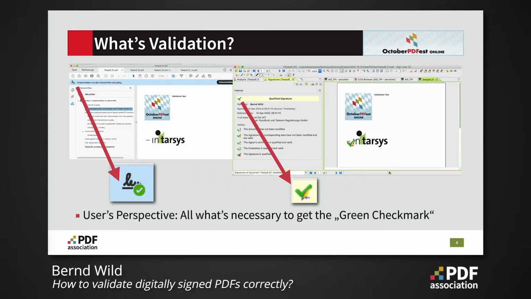What everyone wants to achieve when opening or validating a digitally signed PDF document is the green check mark. This is the most important thing. Here I have shown this green check mark in two different PDF viewers, left in Adobe Reader and right in SignLive CC, our own PDF viewer. We notice two points. First, validation takes place automatically without any further action when the PDF document is opened in the viewer. That means the user does not have to initiate an explicit validation process.